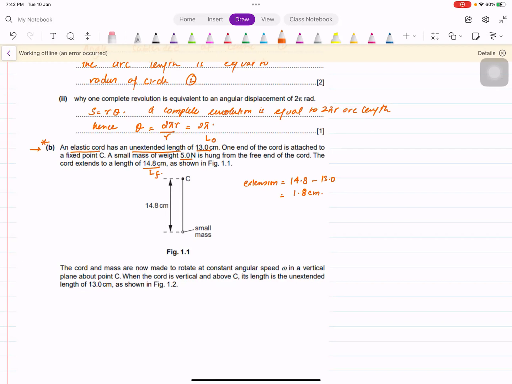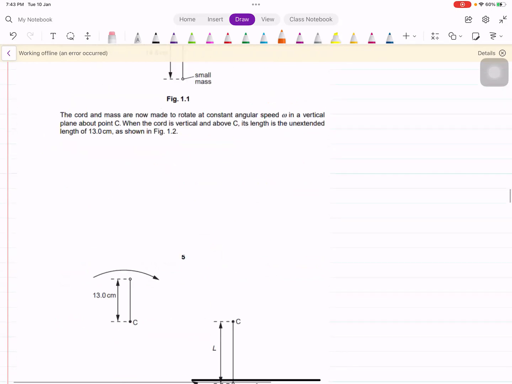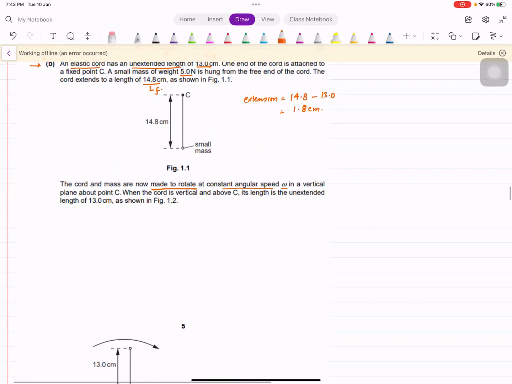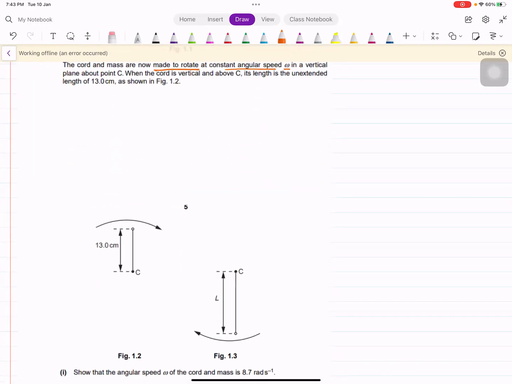All right, now look at this. Now it says the cord and mass are now made to rotate at constant angular speed omega in a vertical plane, and the length is unextended. Here it says the length was unextended at point C. Now when the mass was here, why would the length be unextended? Any ideas you guys have?